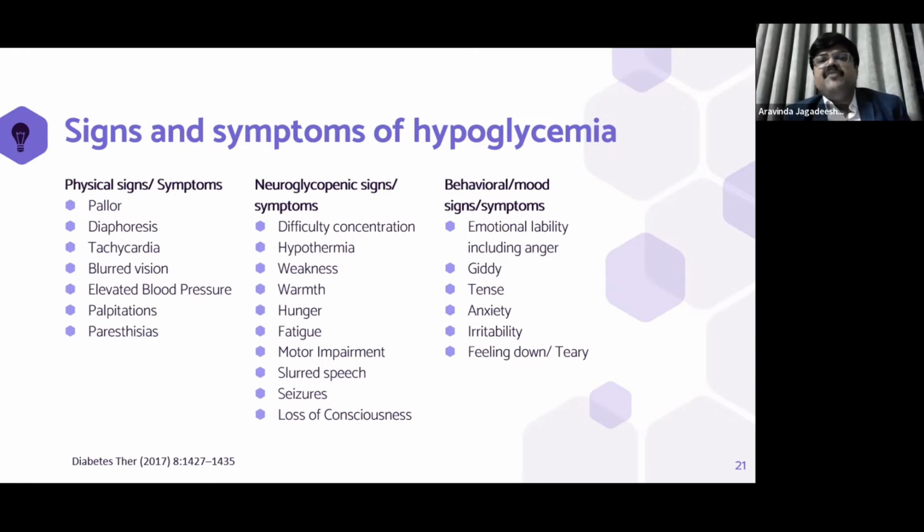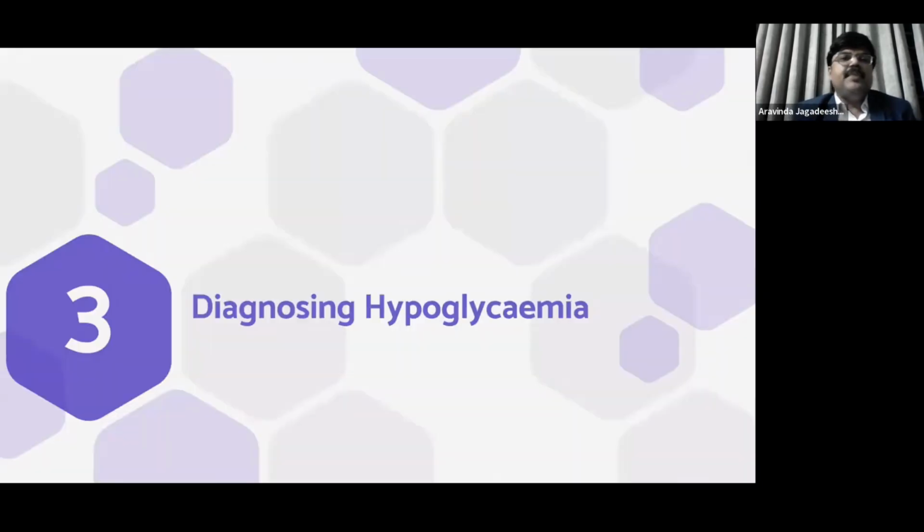Then come the behavioral or mood signs or symptoms, that is emotional lability, including anger, giddiness, tension, anxiety, irritability, feeling down, and teary. All these are definitely seen as signs and symptoms of hypoglycemia, which all of us would have seen in our patients.